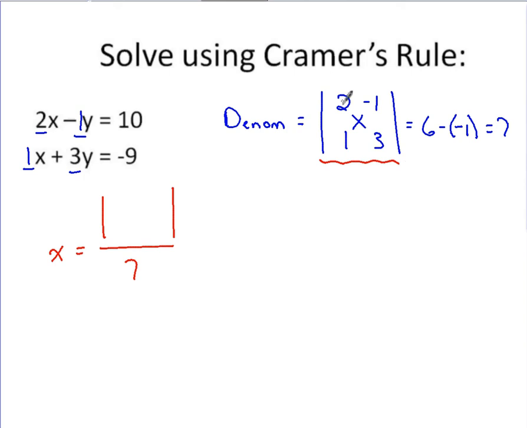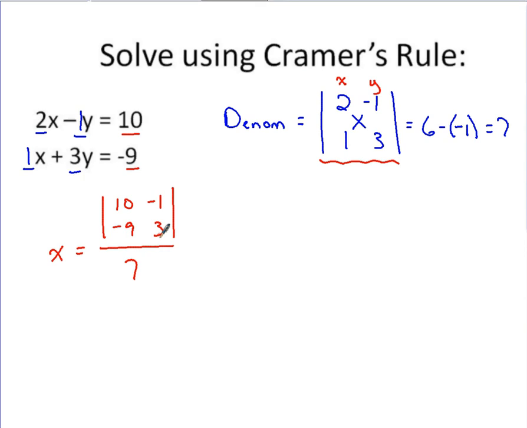See, this 2 and this 1, they were the coefficients on x, right? And this -1 and 3, they were the coefficients on y. Since we are solving for x, in this first column, where I had 2 and 1 on the denominator one, I'm actually going to take these constant values and put those in the first column. So what I'm solving for, that respective column for that variable gets replaced with these constant values. And then the other column stays the same. The other column represented the y's, so they stay there.